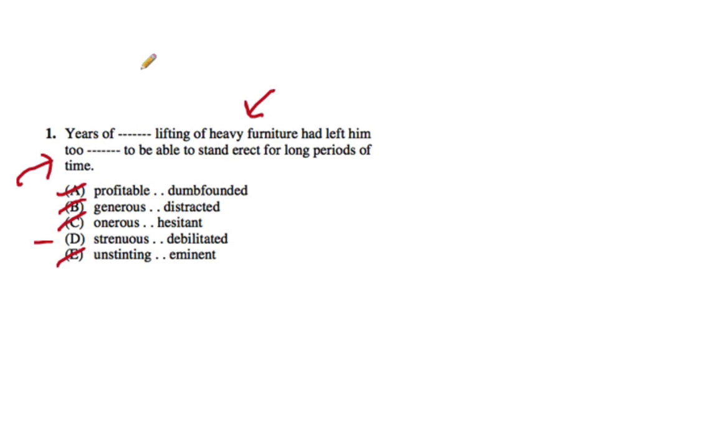And we could say that the word in this blank has to mean something like hard or heavy. Years of heavy or hard lifting of heavy furniture had left him too physically disabled to be able to stand erect for long periods. And strenuous, the answer choice in D, certainly works. So we've confirmed D is our answer.